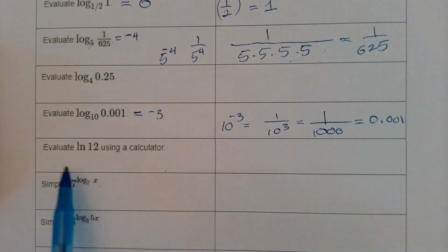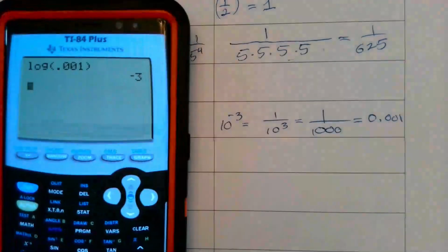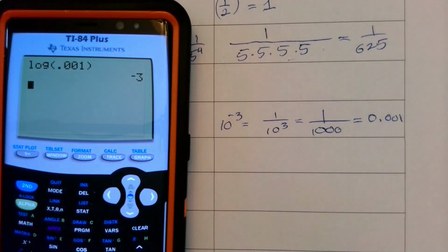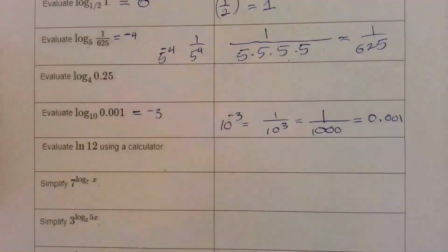You can do this one on your calculator too. In fact, that's the best way to do it. Just use the button that says ln. So ln 12 does not turn out to look so nice. It's 2.485 to the nearest thousandths.